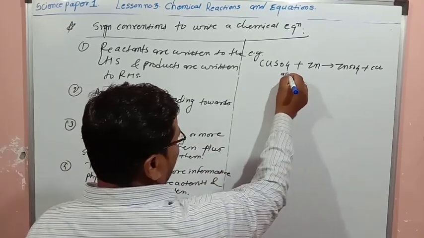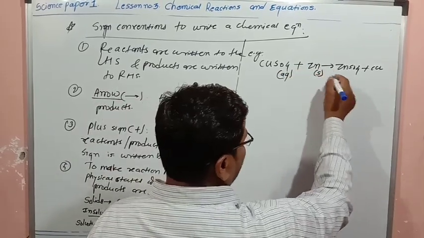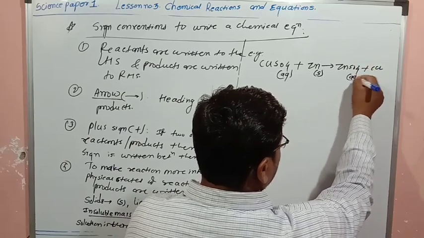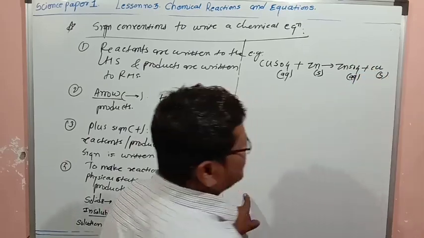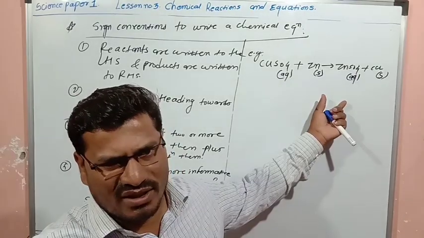Copper sulfate is in aqueous state, (aq). Zinc is in solid state. After the arrow, zinc sulfate is aqueous and copper is solid state. So these are the ways to write the chemical reaction.